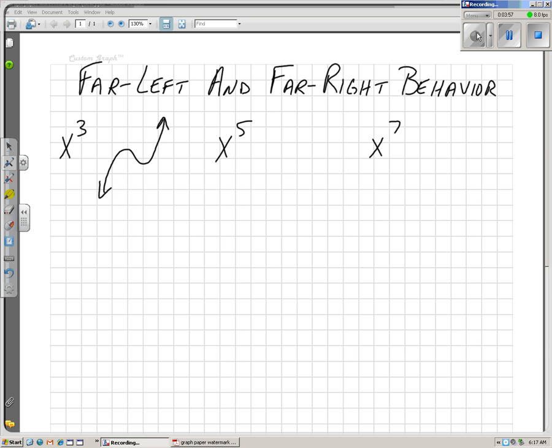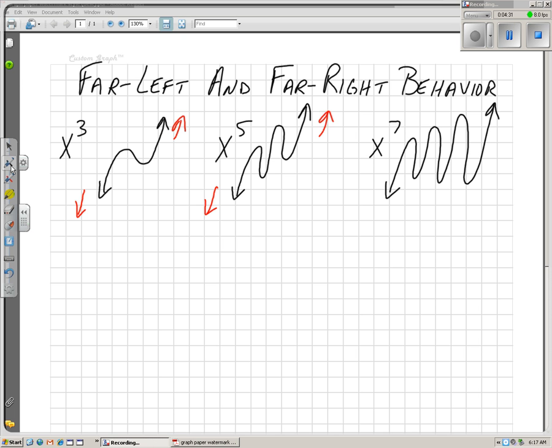Well, an x cubed graph you're probably pretty familiar with. It's going to look like this. As it goes to the left, it's going down. As it goes to the right, it's going up. Now your x to the fifth will be similar. It's going to go up, down, up, something like that. But same behavior on the ends. It's going to go down as it goes to the left and up as it goes to the right. And same thing for the seventh. You just put more bends in there. So there's 1, 2, 3, 4, 5, 6, 7.